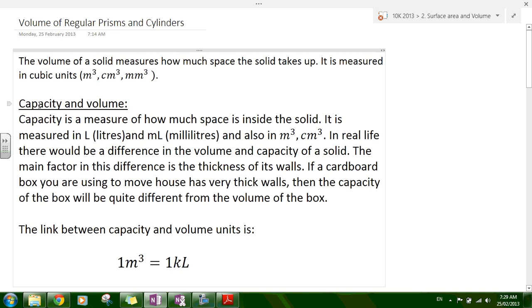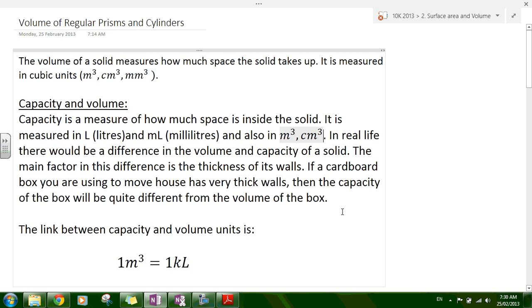We also need to be familiar with the terms capacity and volume. And there's a subtle difference between the things that they're actually measuring. So capacity is a measure of how much space is inside a solid, whereas volume is how much space a solid takes up. And usually we'll measure capacity in liters or milliliters. We can also use cubic units like cubic meters, cubic centimeters. And so, for example, if you have a box, the capacity is how much can fit inside the box, whereas the volume of the box is how much space that box takes up.